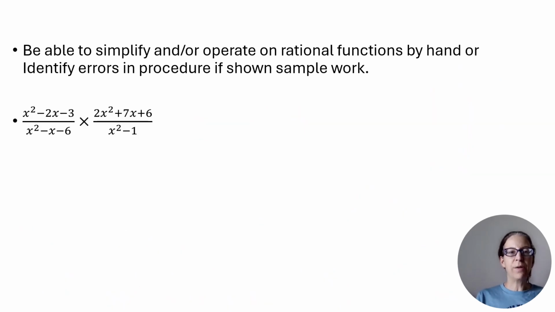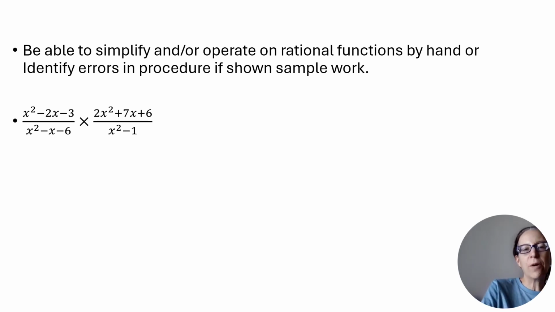And this is the last one. Be able to simplify and or operate on rational functions by hand, or identify errors in procedure if you're shown sample work. So I've got a multiplication one there. There is only one problem where you are going to have to do out all the factoring and show your work. If you really want to, I can give you a piece of paper and you can do it on a separate piece of paper and just hand in your paper to me instead of doing the work on formative. I think that's acceptable for this purpose.